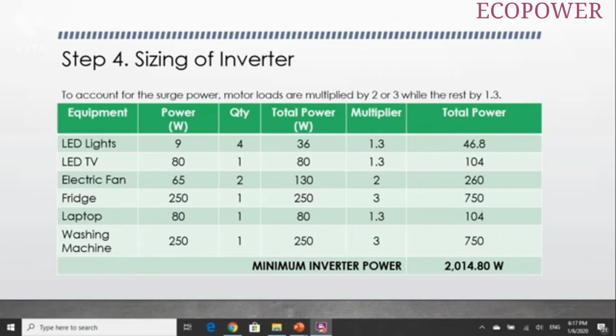Surge power is the sudden increase in power when you switch on your appliances, especially your motor loads. In this example, we have assigned the fridge and washing machine a multiplier of 3. The fan, which is a bit smaller than the washing machine, we assign a multiplier of 2. And for the rest of the load, we can assign 1.3.